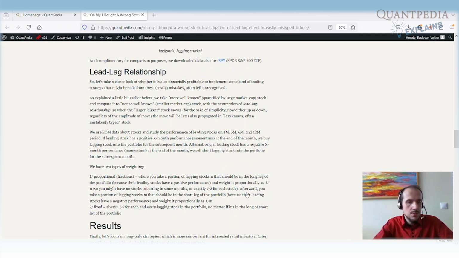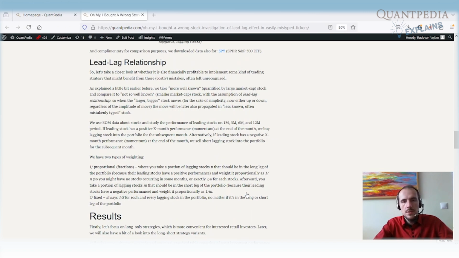We are interested to see if there is a lead lag relationship in case the leading stock goes significantly up over a period of 3 to 12 months, whether the lagging stocks also follow. Usually it is because there is buying pressure from the people who are trying to buy the leading stock like Tesla, but make mistakes and buy the smaller stocks.